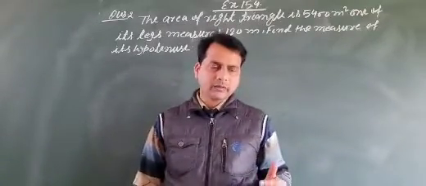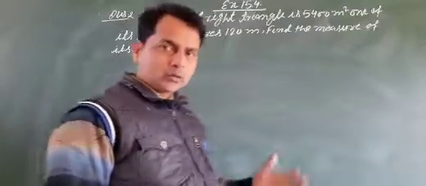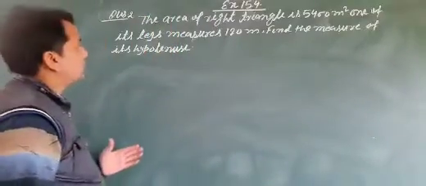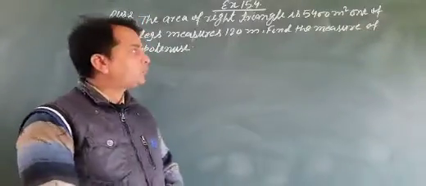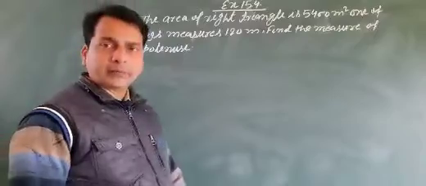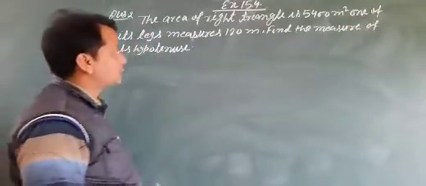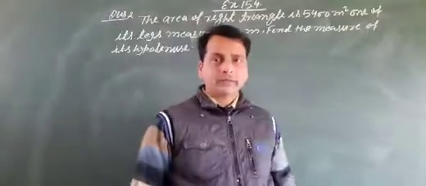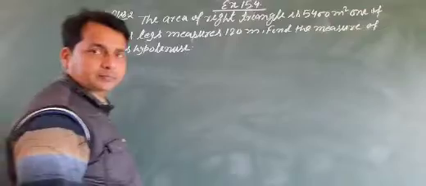First question of exercise 15.4 is here. The question is: the area of a right triangle is 5400 meter square. One of its legs measures 120 meter. Find the measure of its hypotenuse.